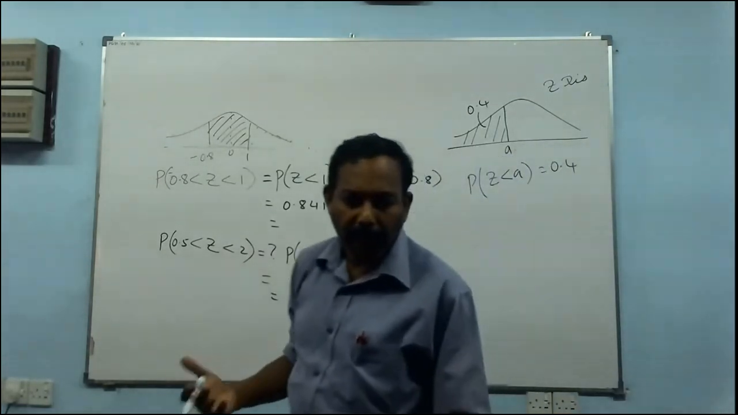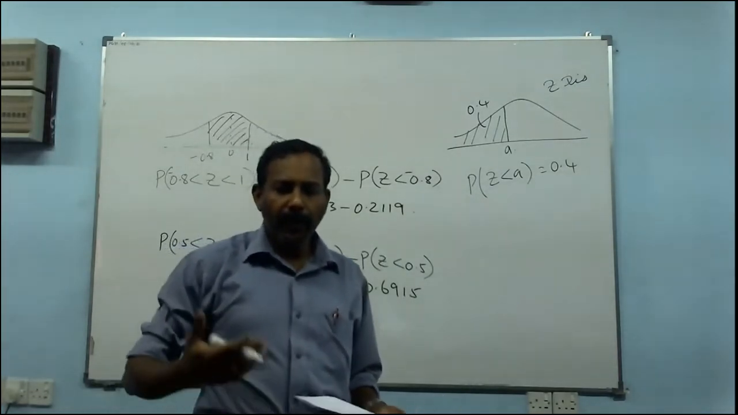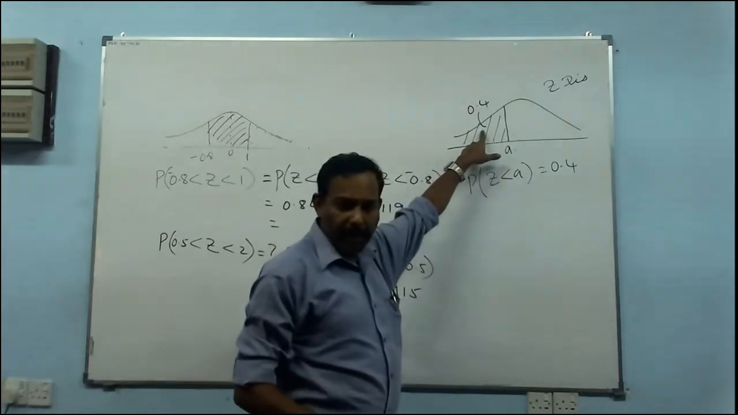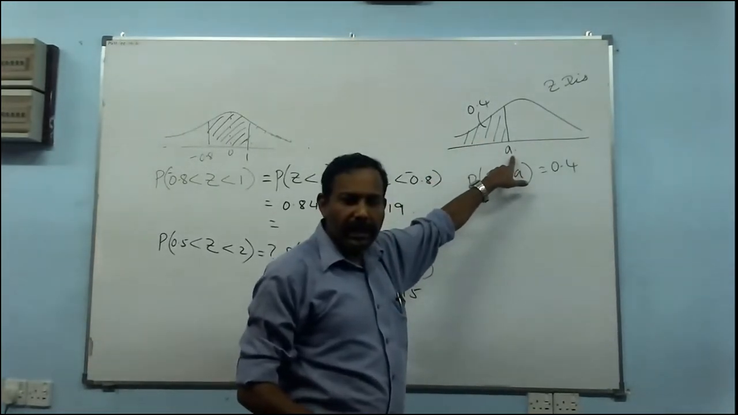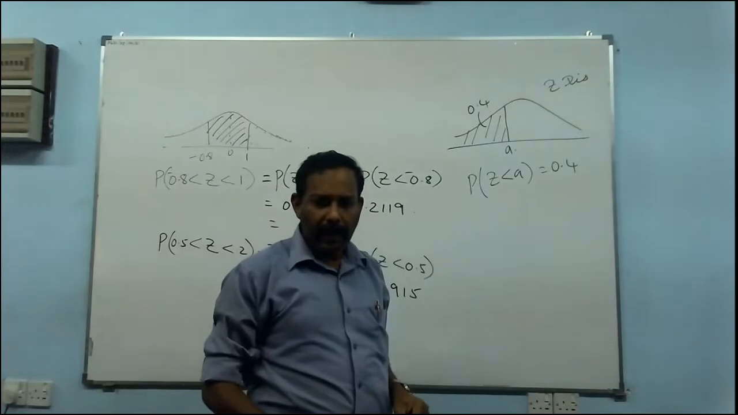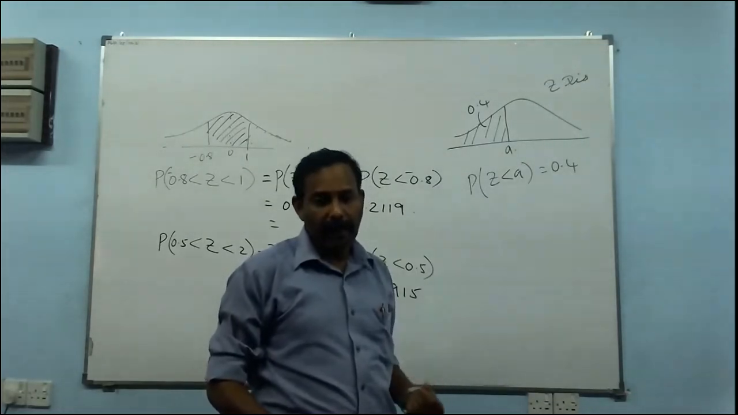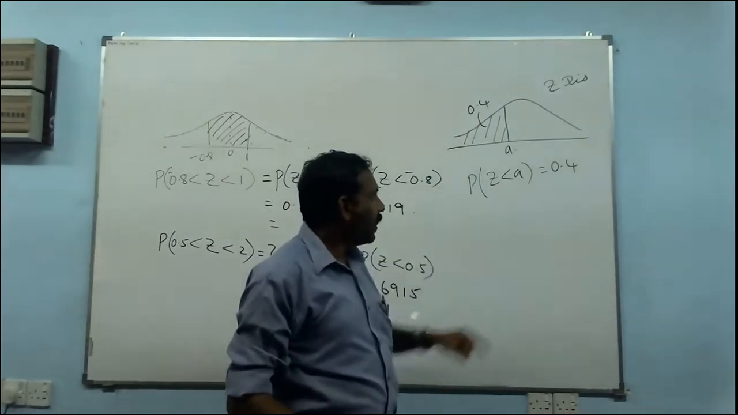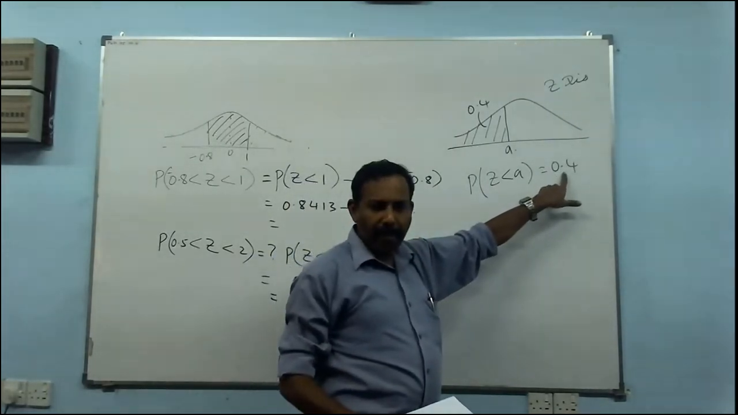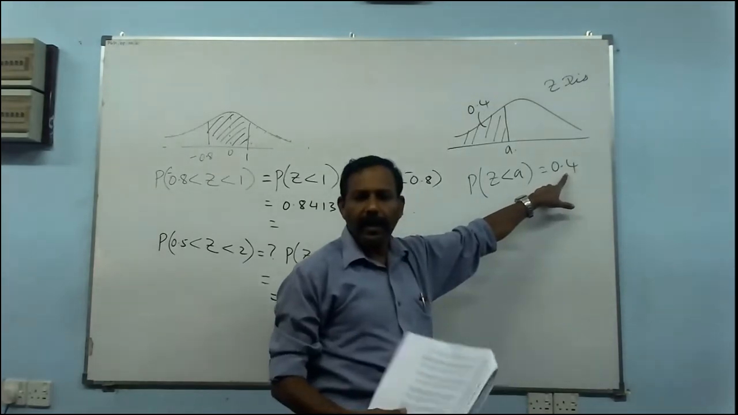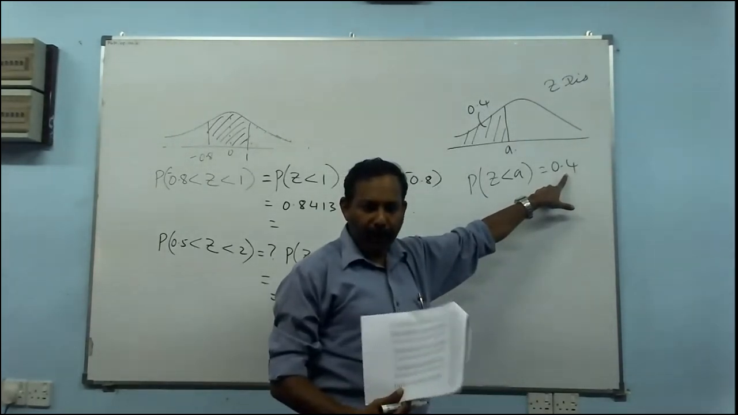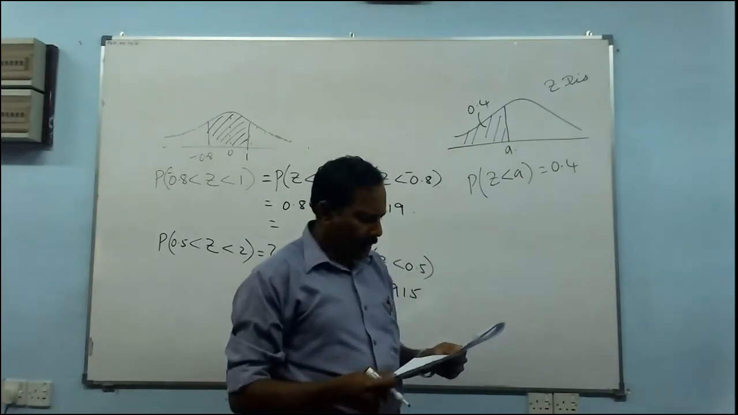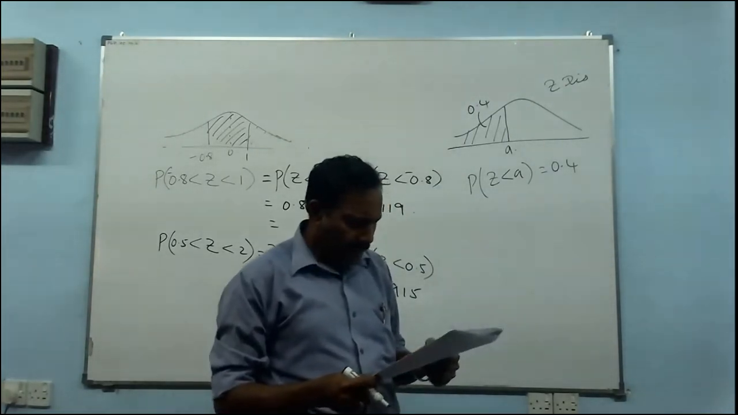Now, the other way around. Earlier we wanted to find out the probability. Now we have the probability and want to find out the z value. Can somebody tell me how to find this? Directly look at the value of 0.4 in the table. You don't get it directly, but look at it. There we can get the value.